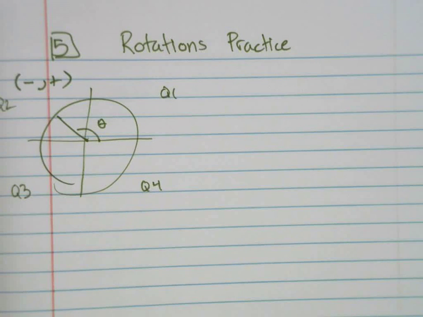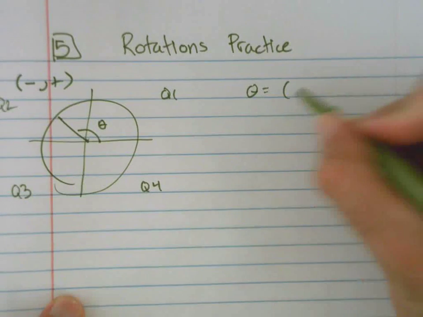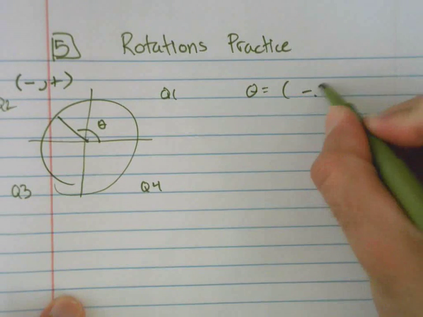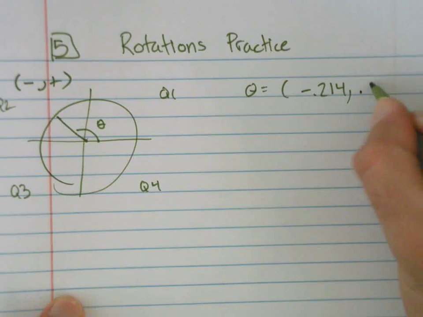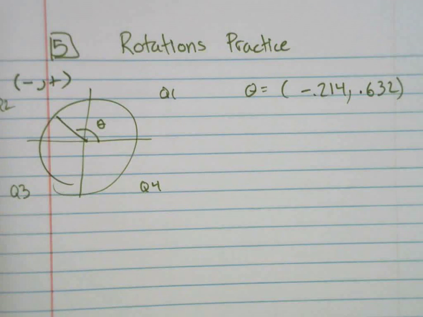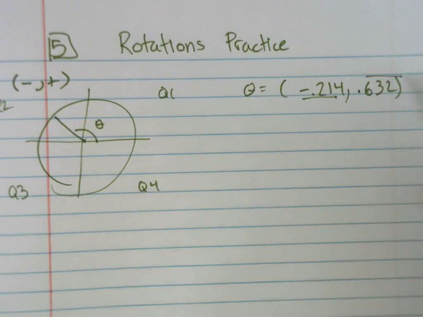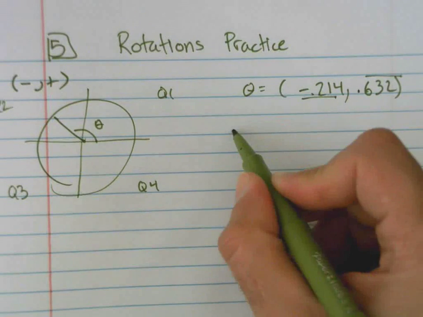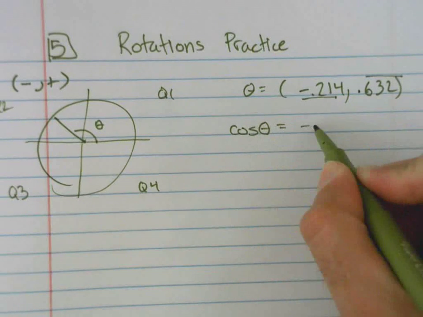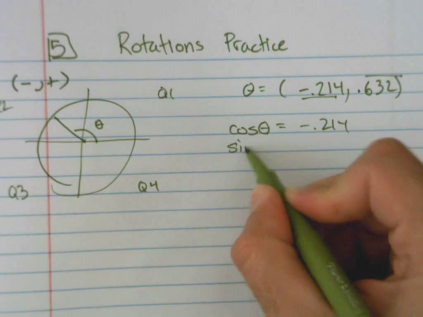If I told you that the point that theta was a negative 0.214 and 0.632, you would be able to tell me things right away. You know that that represents, and you know that this represents, and what I'm looking for there is, you know that this, the x value, represents cosine of theta, and that this value, the y value, represents sine of theta.